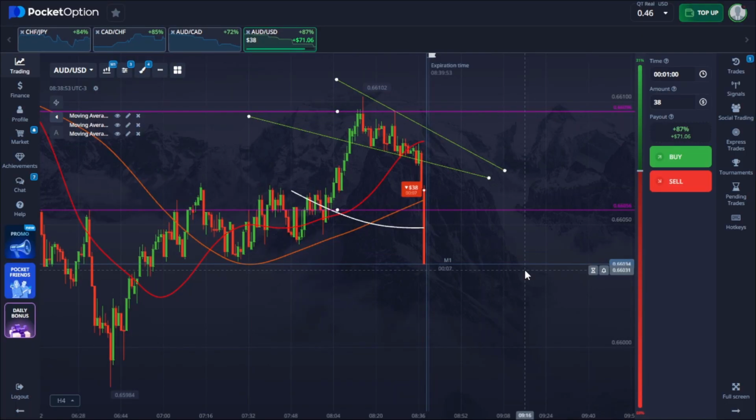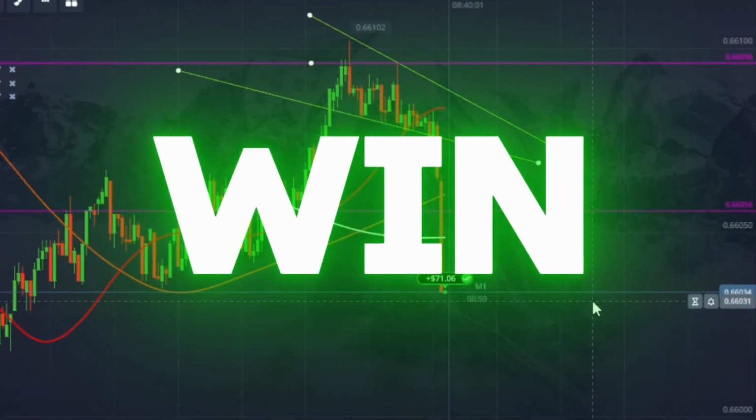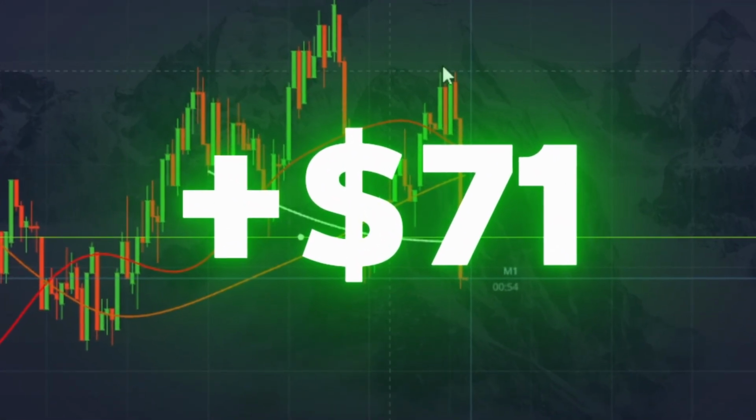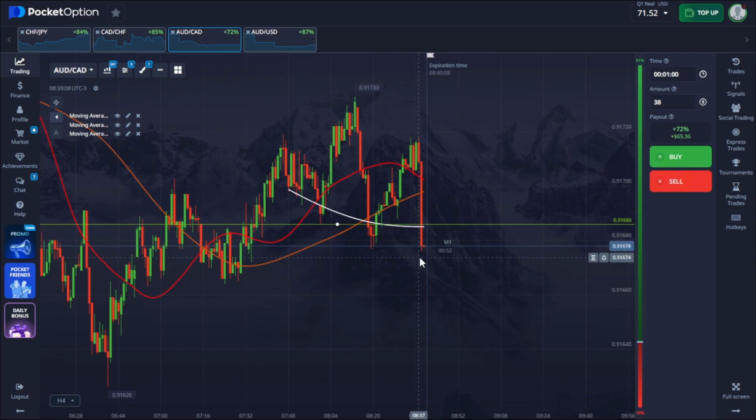And wow, position almost on this. 5, 4, 3, 2, 1. Boom! Got this again. $71. That's pretty good. I waited, guys. I waited for that. Thank goodness. I was watching the pair.